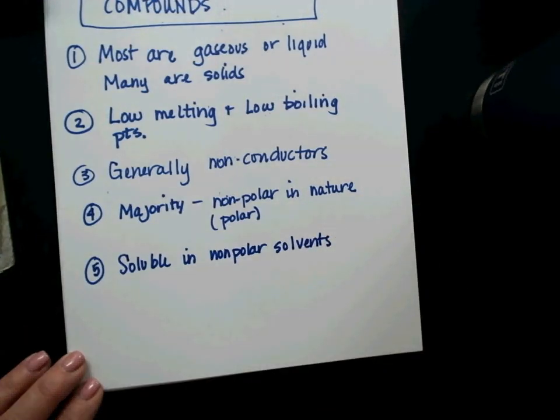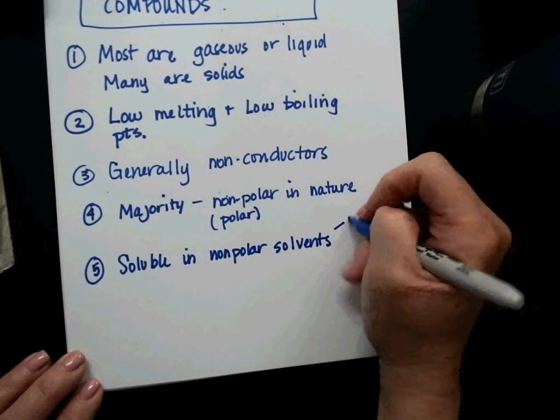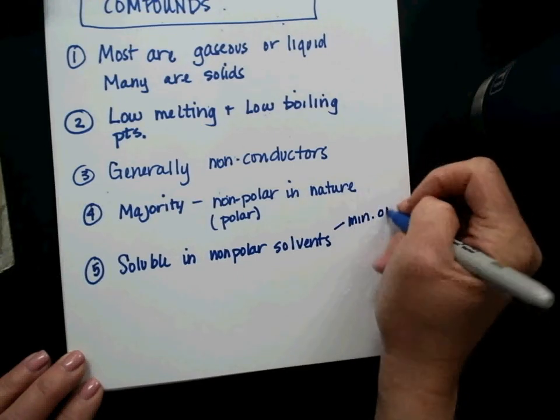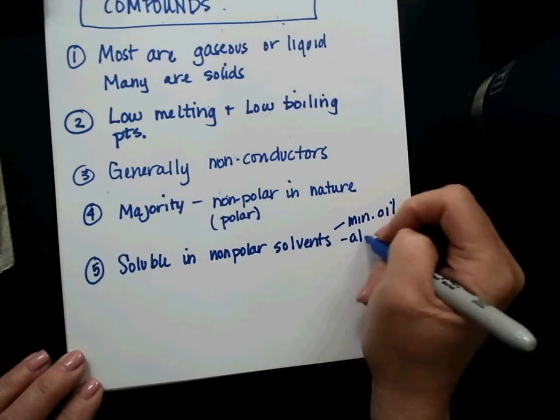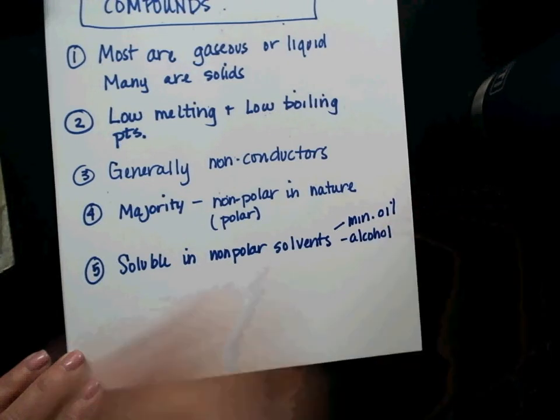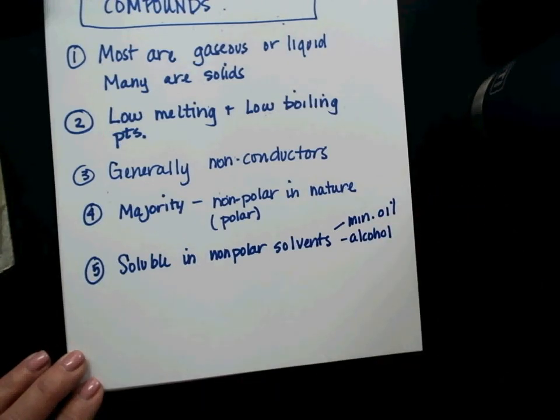And remember the ones we've looked at in lab. We've looked at mineral oil, we've looked at alcohol. There's an organic compound that pops up over and over and over, benzene, and the benzene ring, that would be another one that dissolves covalent stuff well.